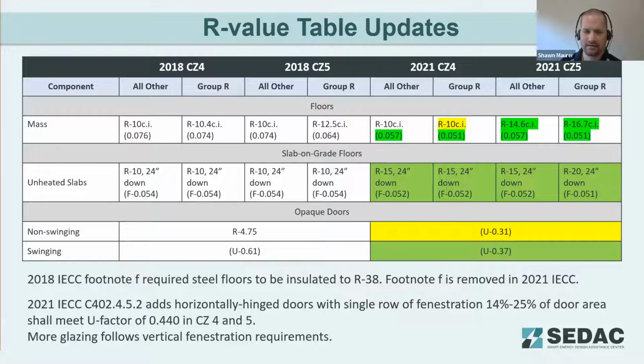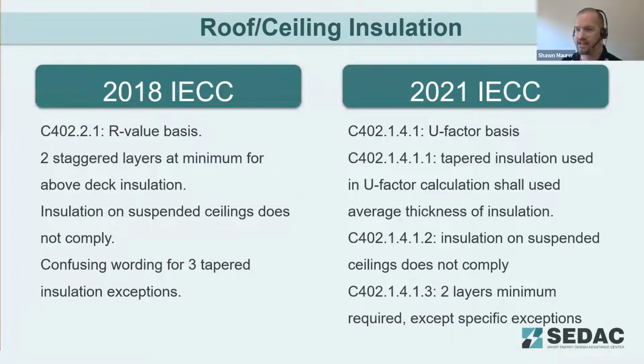They also added horizontally hinged doors with a single row of fenestration. So this is typically seen at the restaurant patio situation, where they've got an overhead door that can raise up and expose a seating area as an outdoor patio. Those typically have some fenestration in it. So that's been added in as a component here for the 2021 IECC. So some footnote changes to that table that might be missed if you're not looking carefully.